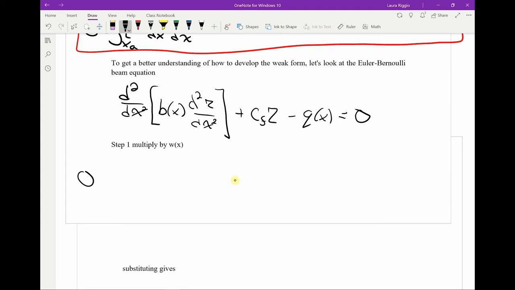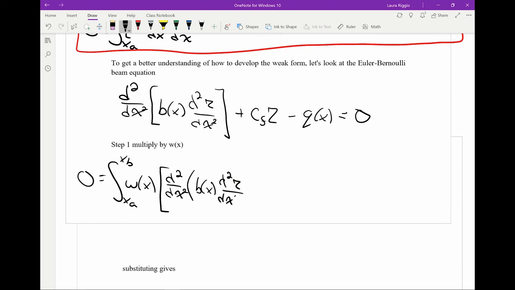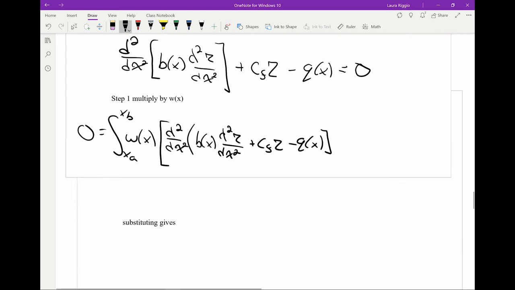So we're going to get 0 is equal to the integral from xA to xB of w(x) times d squared/dx squared of (b(x) d squared z/dx squared) plus cfz minus q(x). So step two is to use integration by parts.